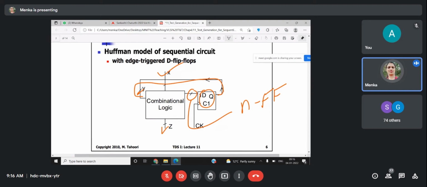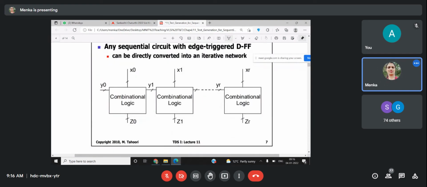We call this the Huffman model, and this is the generalized case. You have to remove the set of flip-flops because you are converting into time frames. So you'll say time frame 0, time frame 1, time frame r, like that. Here you will be having y1. This y1 is now working as input for the next frame, right? And then you will be having y2, the output of this, that will be working as the input for the next, and it will keep going on. So this is how we'll be doing it.